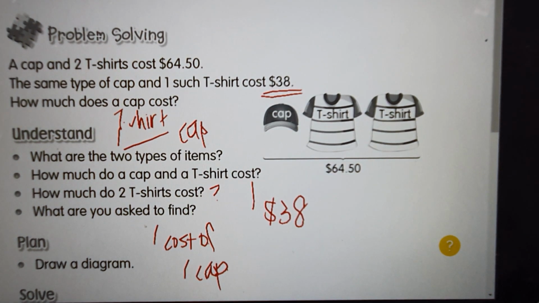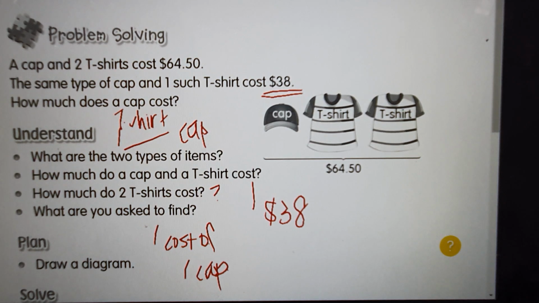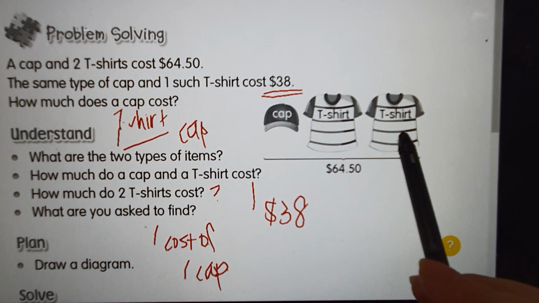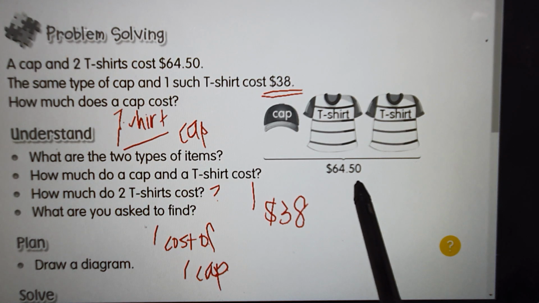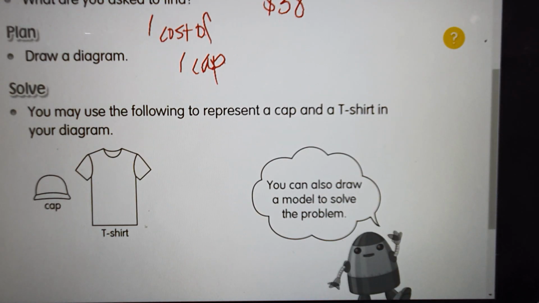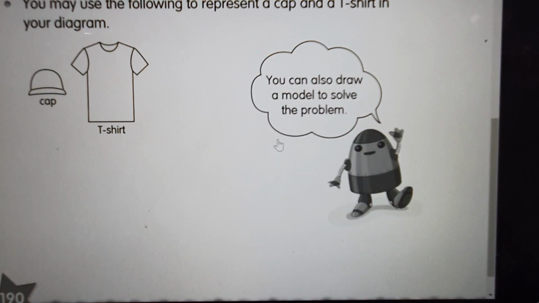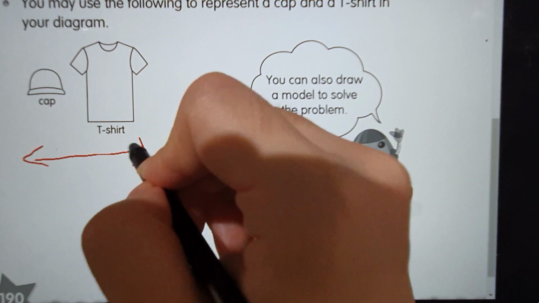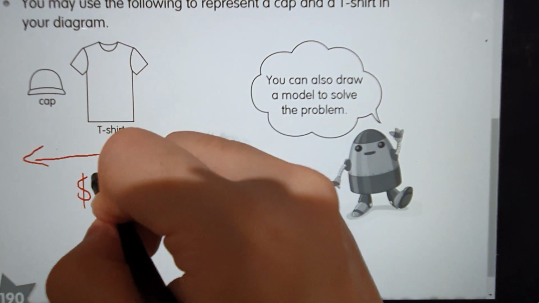In this case, they already drew a diagram for you. They showed you that the price of one cap and two t-shirts is $64.50. I also know that one cap and one shirt costs $38, which is what we have drawn here. So this costs $38.